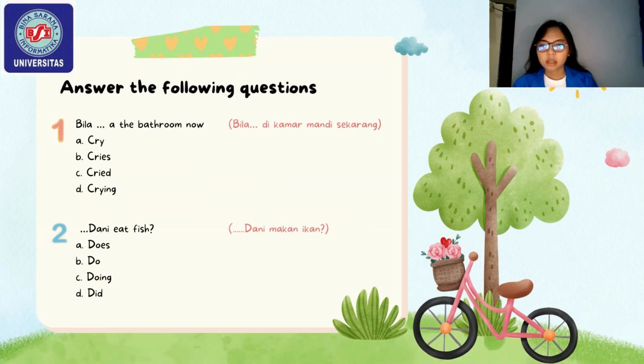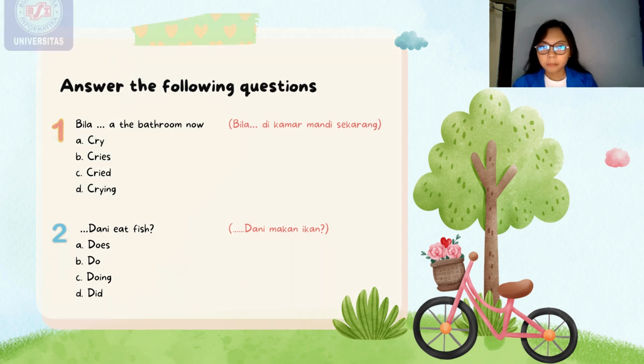Next is answer the following question. Number 1, Bila blank at the bathroom now. The answer is B, cries. Number 2, blank Danny eat fish. The answer is A, does.